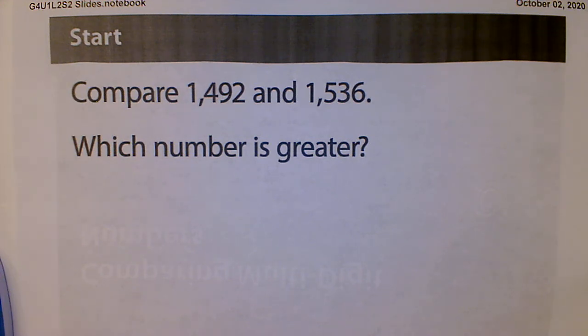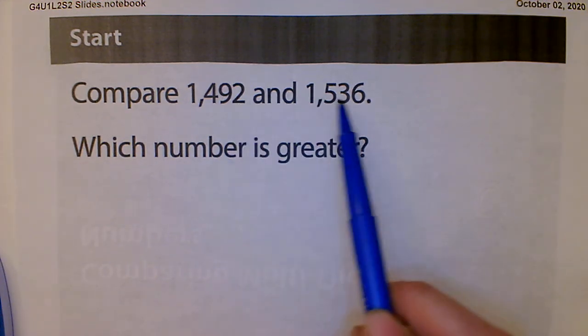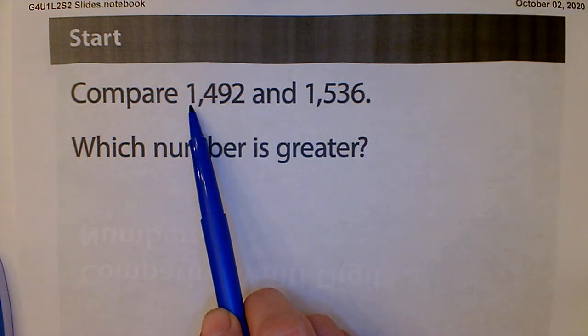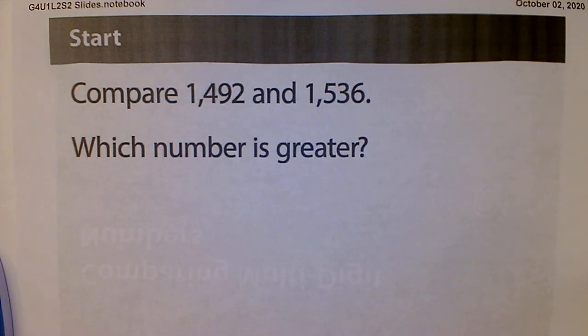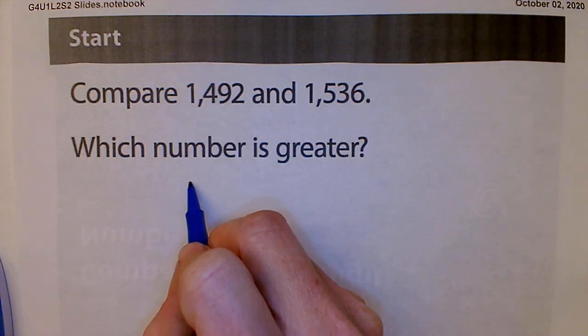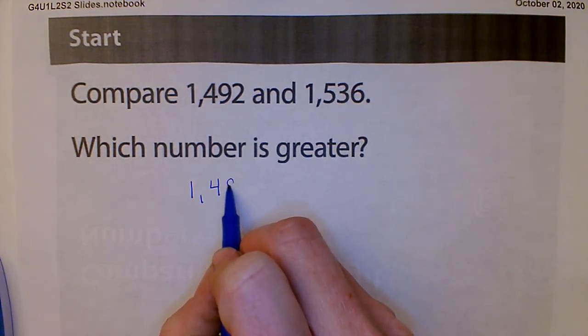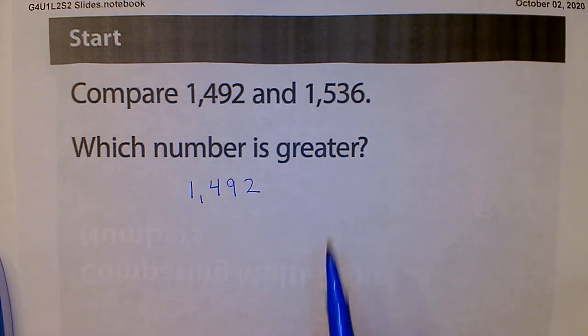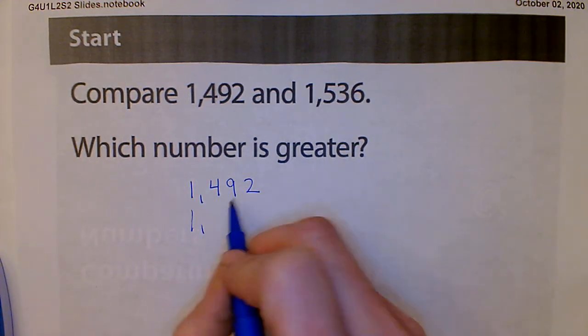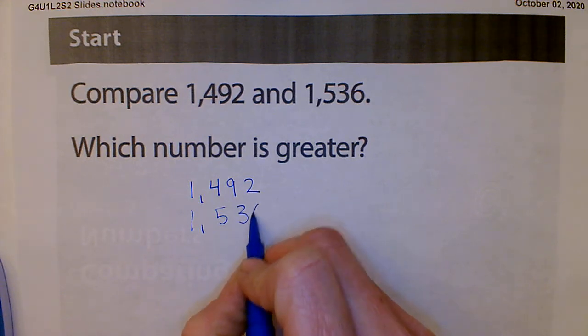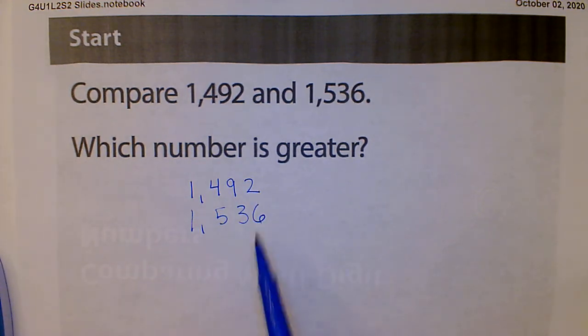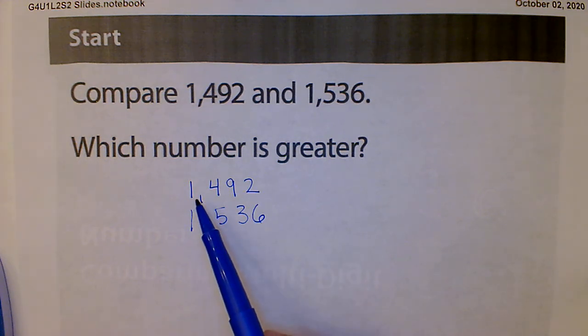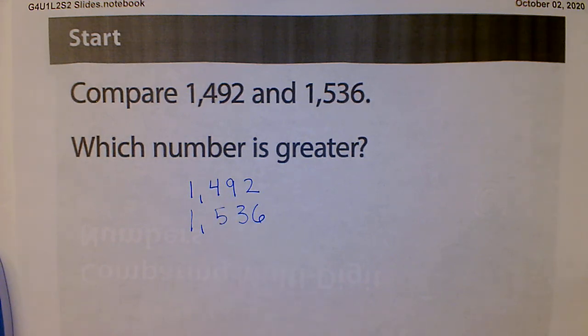When we do that, we have to be really careful and make sure that we are lining them up perfectly so that our ones digit is over our ones digit and our thousands digit is over our thousands digit. A really great way to do this is to make sure that you line up your commas. So I'm going to go ahead and write our two numbers, 1,492, and the other number is 1,536. So we did the first step. We stacked them. And you can see my ones are over my ones, my commas are over my commas, my thousands are over my thousands, my tens over my tens, the hundreds over hundreds.